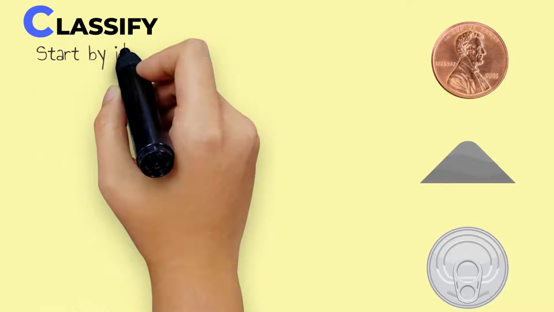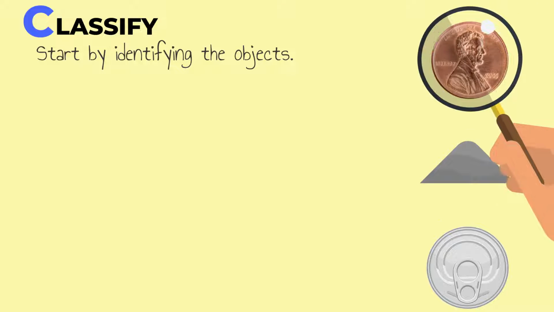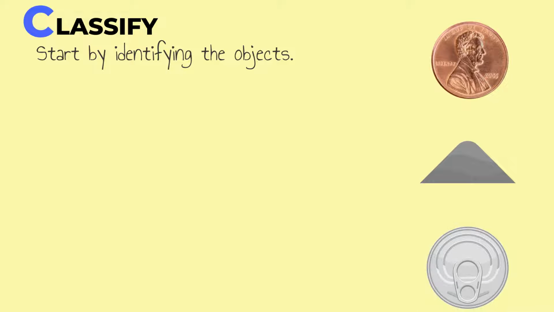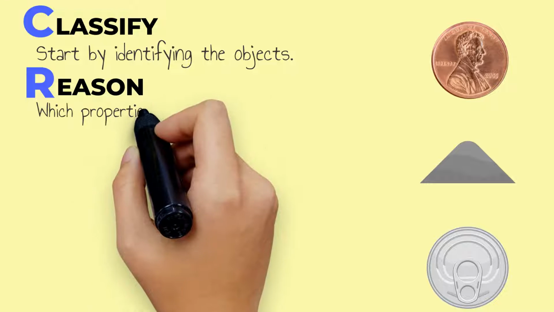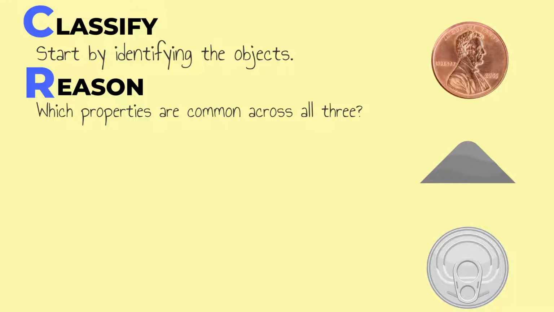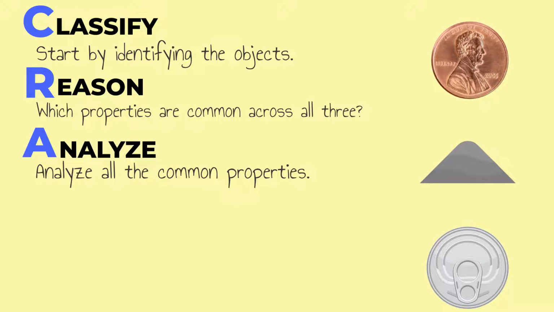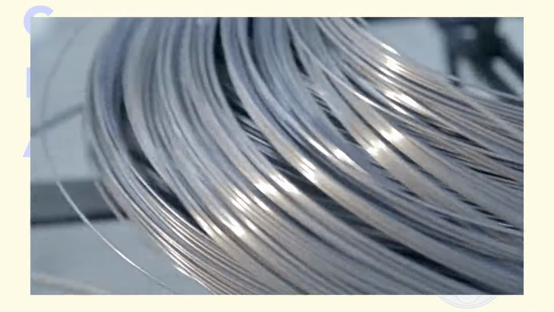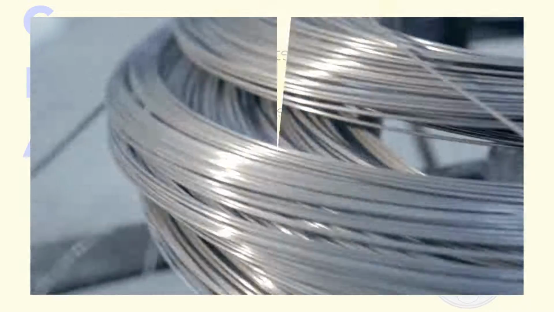Classify. We start by identifying the objects we're examining: a copper penny, iron filings, and a tin can lid. Reason. Next, we reason through the properties that are common across all three. Considering they're all metals, what physical properties might they share? Analyze. Then we analyze these properties. Metals typically share certain traits, such as electrical conductivity and malleability, among others.